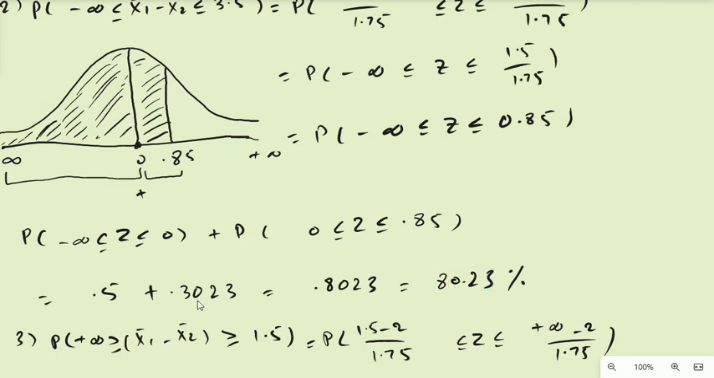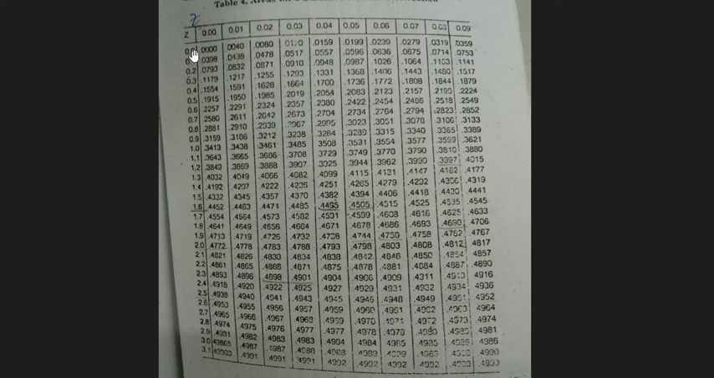its value is 0.3023. How? Look at it. You should choose 0.8 from the first column. This is the 0.8 value, and the first column is 0, the second column is 0, 1, 2, 3, 4, 5, 6, 7, 8 and 9. So, you should choose 0.8 below 5, which is equal to 0.3023, that is it.